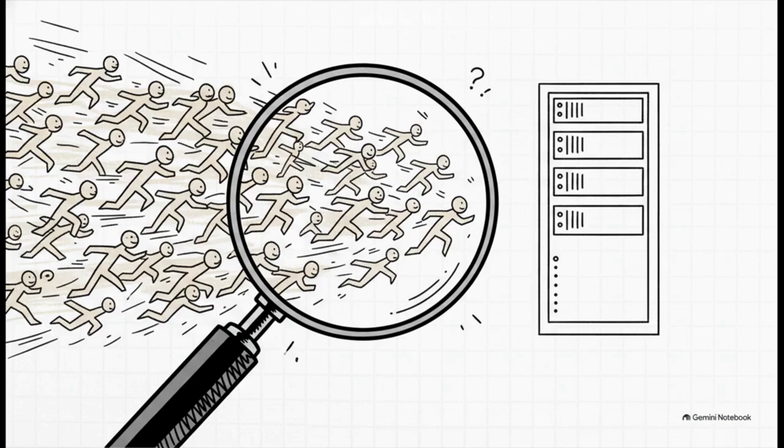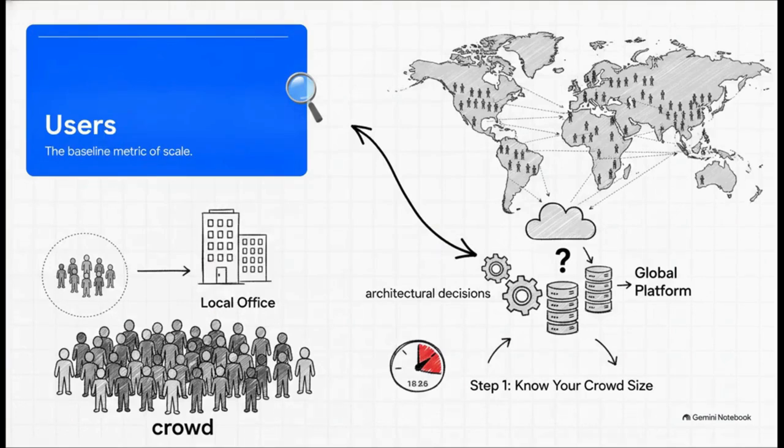We're shifting our focus directly to how we actually measure the foundational footprint and velocity of our application. And it all starts right here with users. This is the baseline metric of scale. Every single architectural decision you make stems directly from this one fundamental metric, because knowing exactly who is hitting your system is step 1. But you've got to dig a little deeper than just a flat head count.